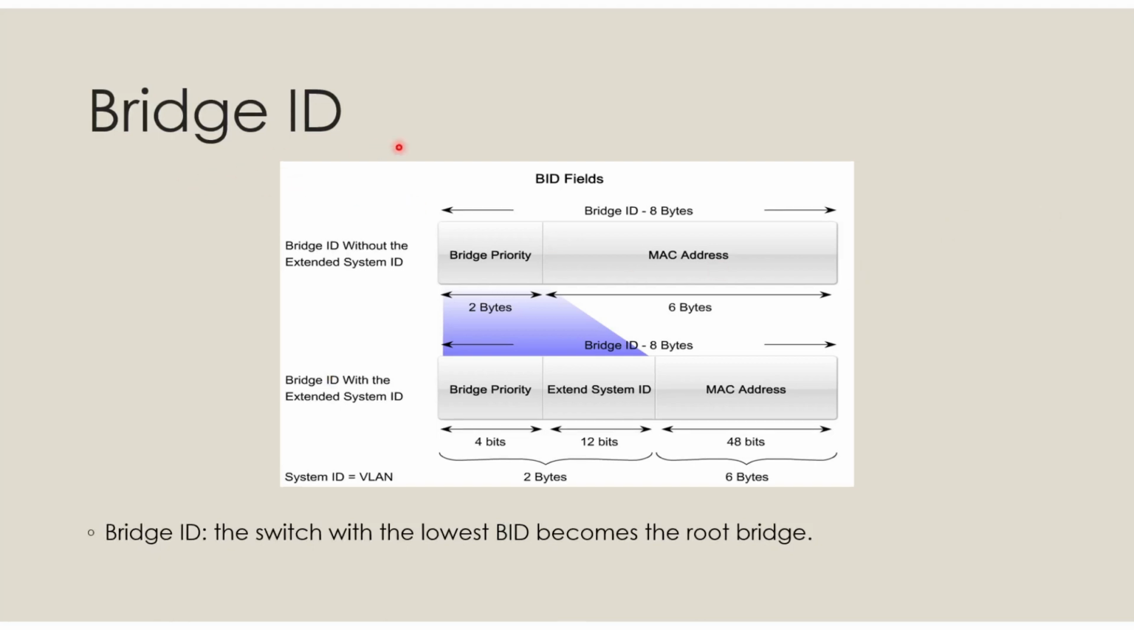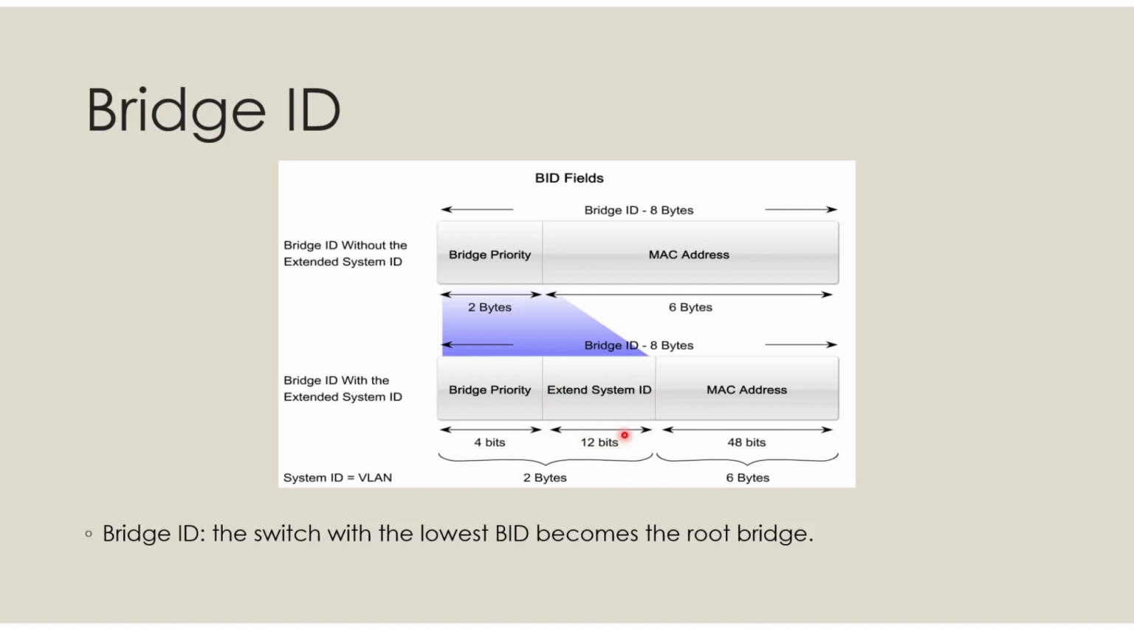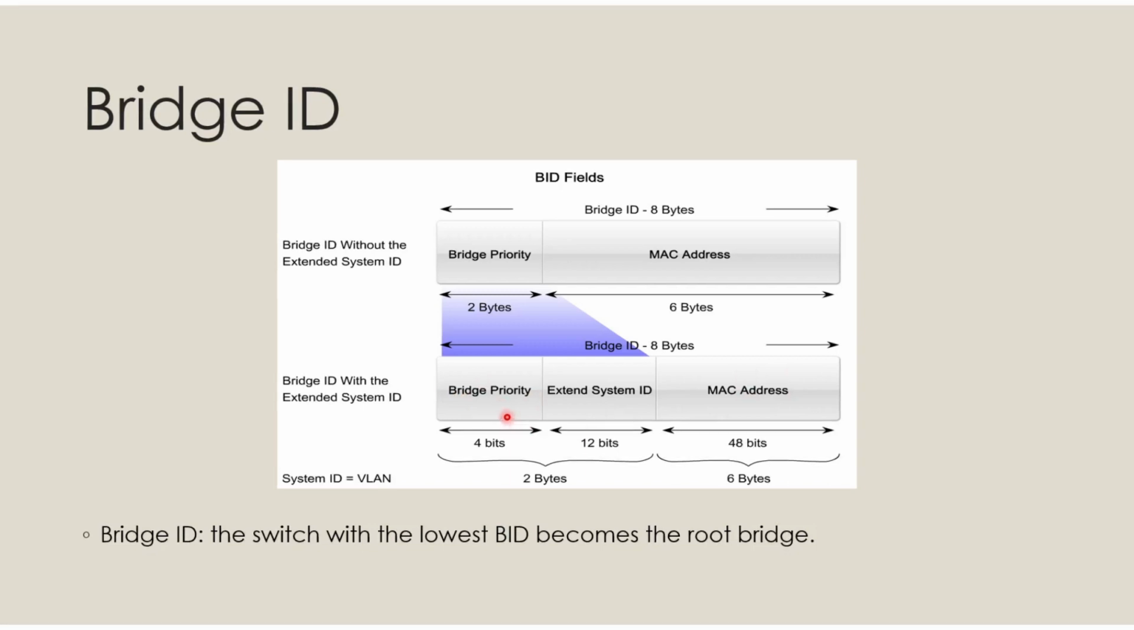The bridge ID, you can see, is a bridge priority followed by the MAC address. The 2-byte bridge priority actually uses the first 4 bits as the priority number. The following 12 bits represent the VLAN ID, called the extended system ID, followed by the MAC address. The priority number is configurable. That's how we give the bridge or switch a specific priority.